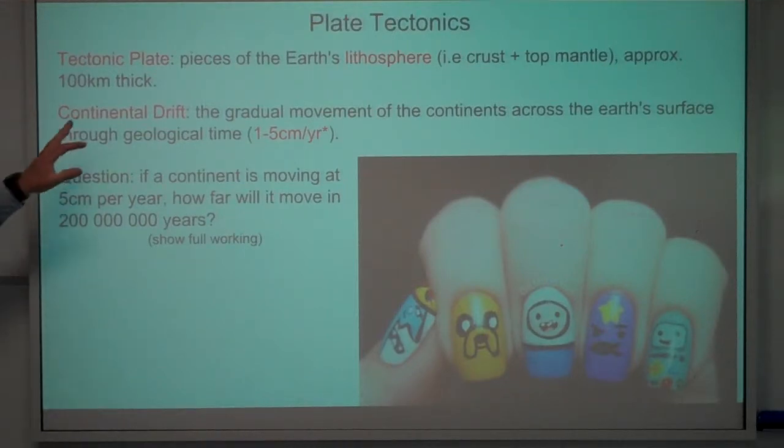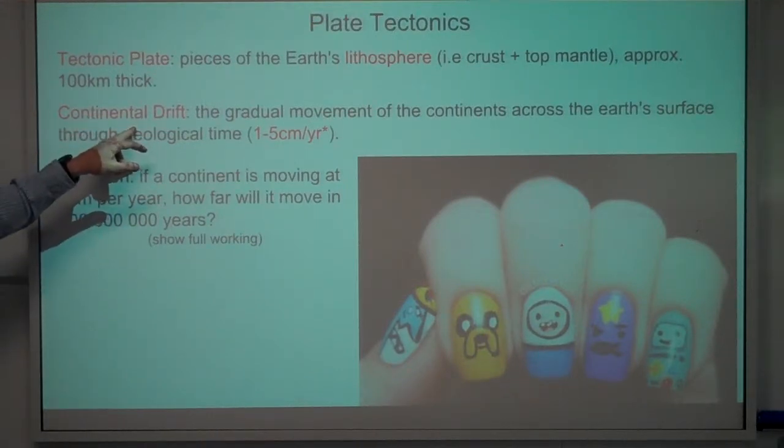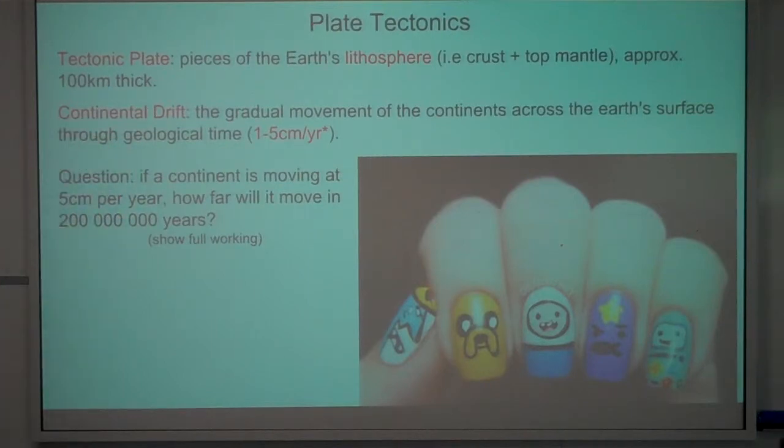Now continental drift, you already know that, you got that from the other slideshow, the gradual movement of continents across the Earth's surface through time, and it's about 1 to 5 centimetres a year. That's how fast your fingernails grow. Okay, so that's the speed with which continents move. It's not very fast, but they are very big. There's a lot of force there. So if they get caught on each other, or when they run into each other, you get things happening.